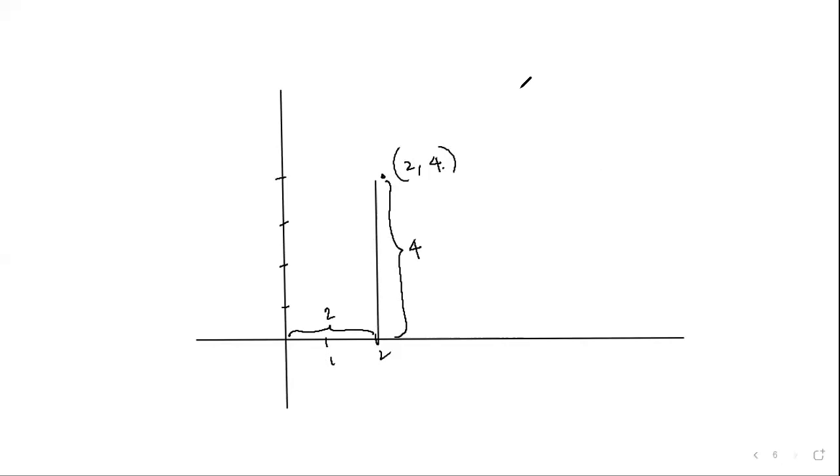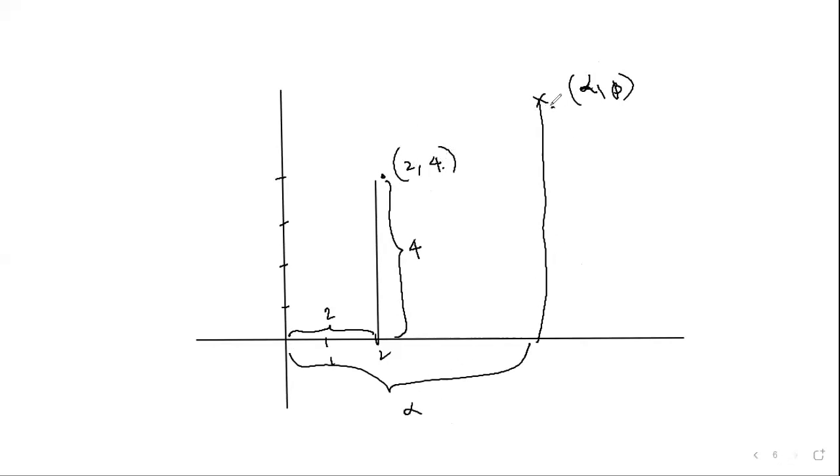Yes, sir. So if I mark this point as (alpha, beta) and draw a perpendicular, what will be this length? Alpha. This point is alpha. And what will be this height? Beta. That's all I applied in the previous one.